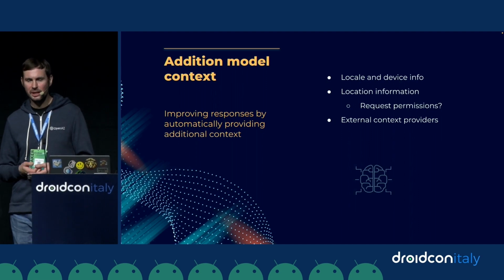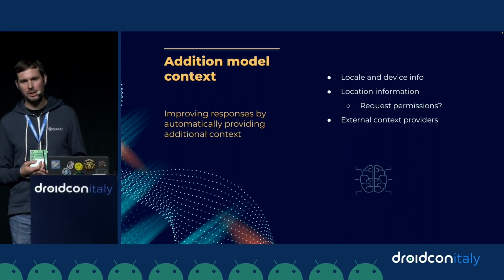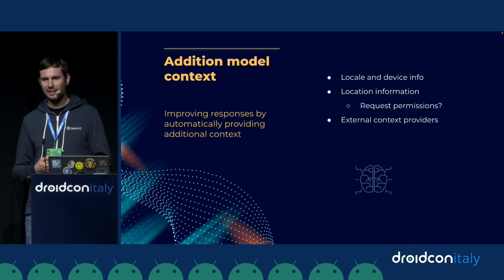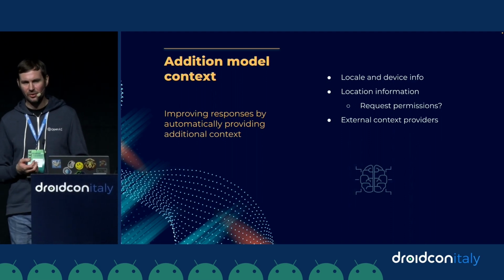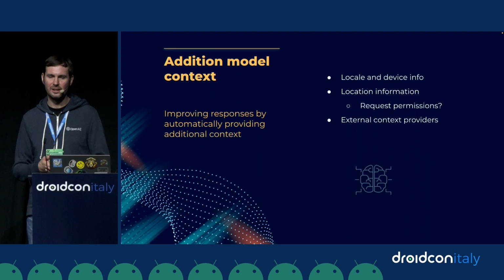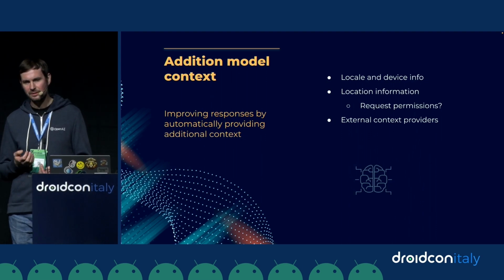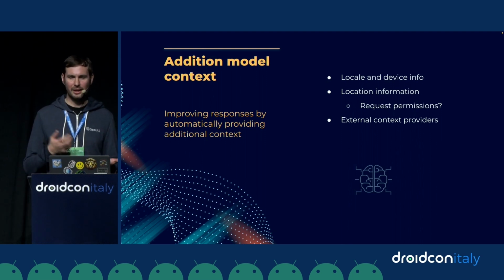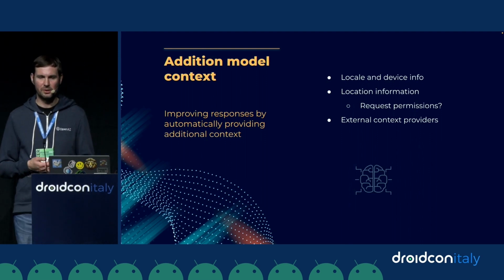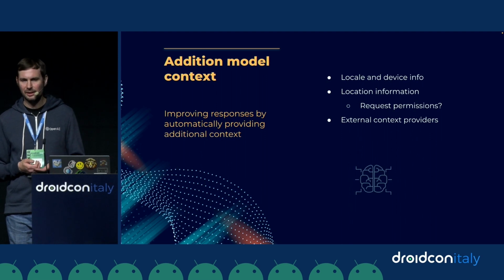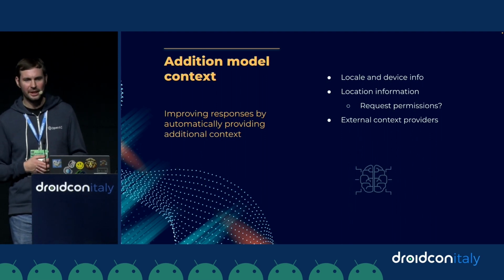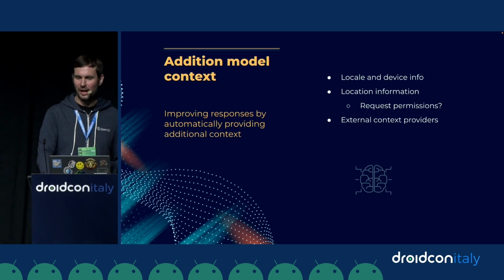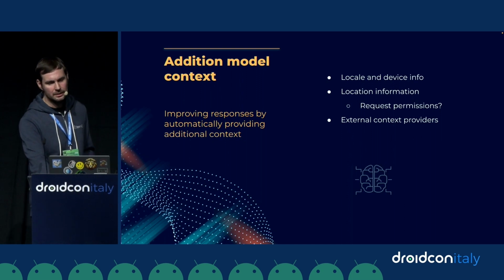More accurate GPS location can help with location-based queries. It gets tricky with privacy, though. You don't always want to share user location. Ideally, you want the model to ask for it, but then you get a round trip to the model, which is really slow. And then we can also use a whole bunch of external providers like calendar, contacts, etc. But again, it's hard to get right with privacy there.